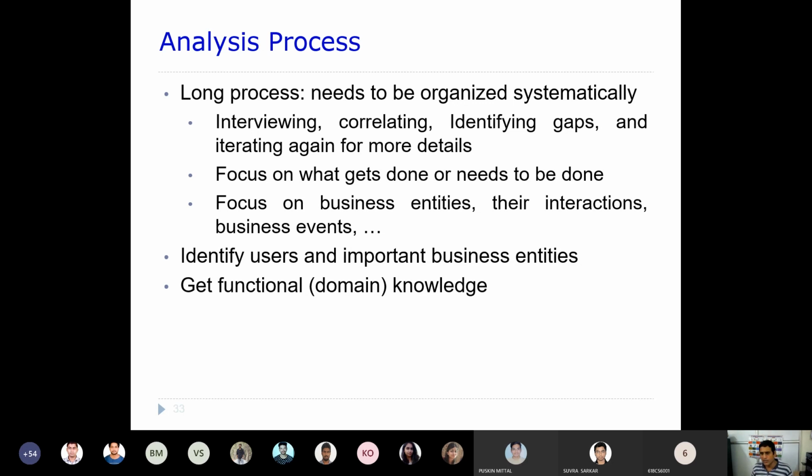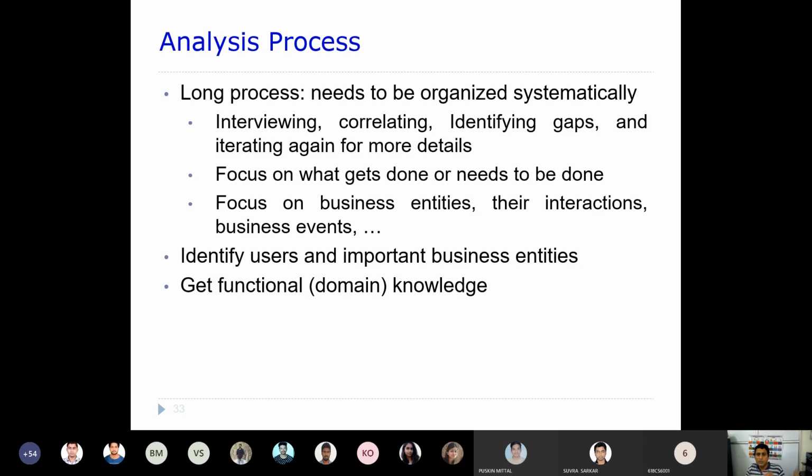Identify users and important business activity. That is what I said, who is going to use that particular software solution, and what are the business entities. I mean, what are the different entities that are part of that particular business. Let's say, for example, in our academics, there are different sections we have. There is a SRIC section, an accounts section, and an academic section. So these are the various business entities.